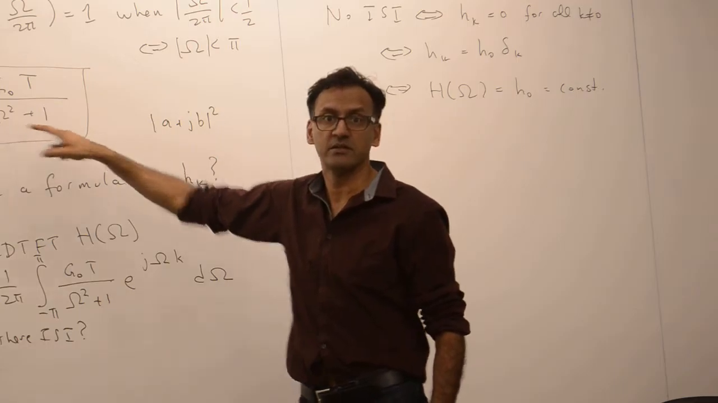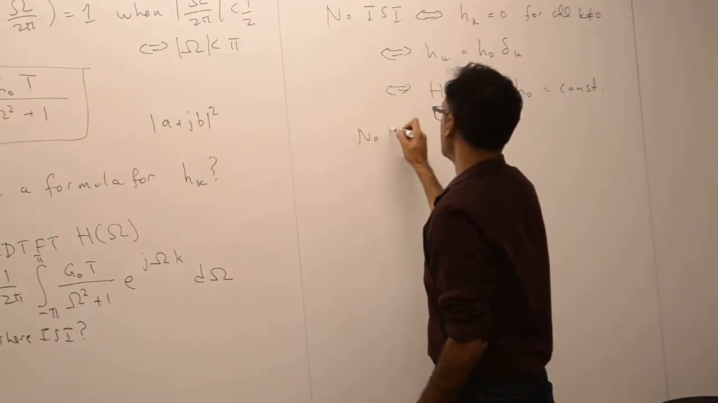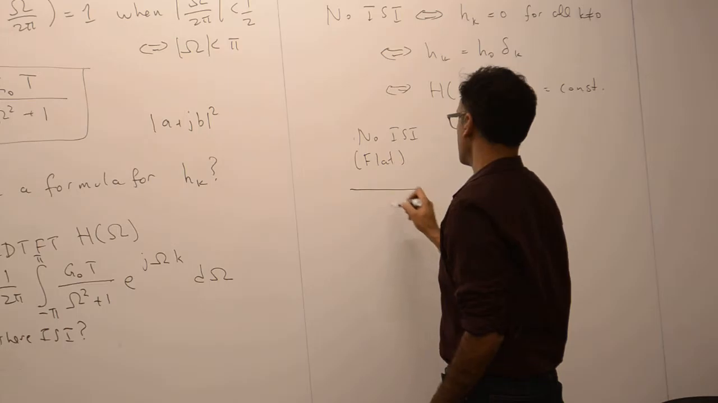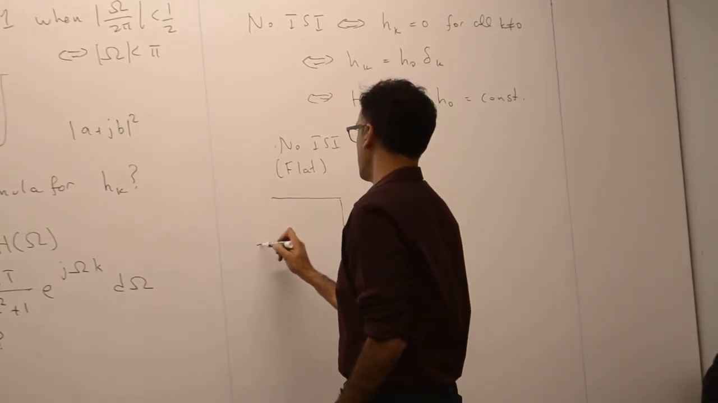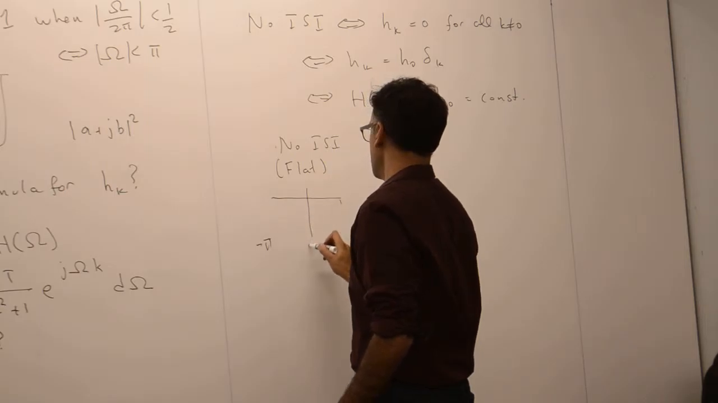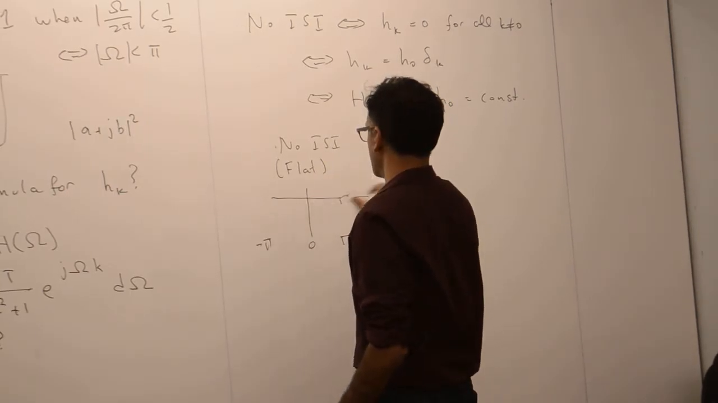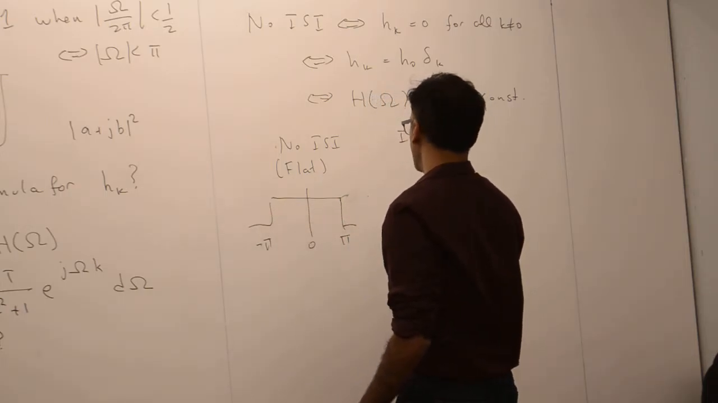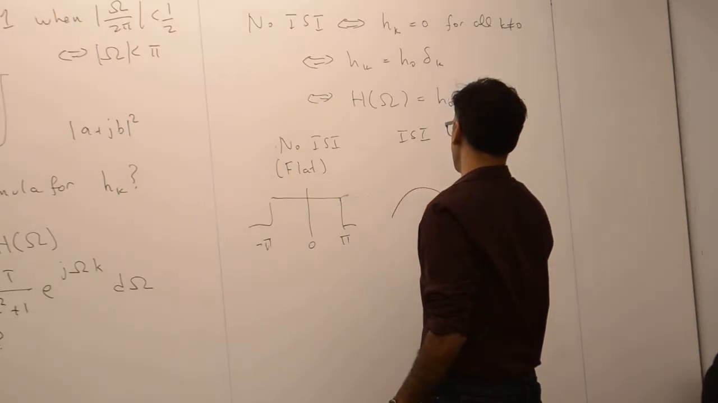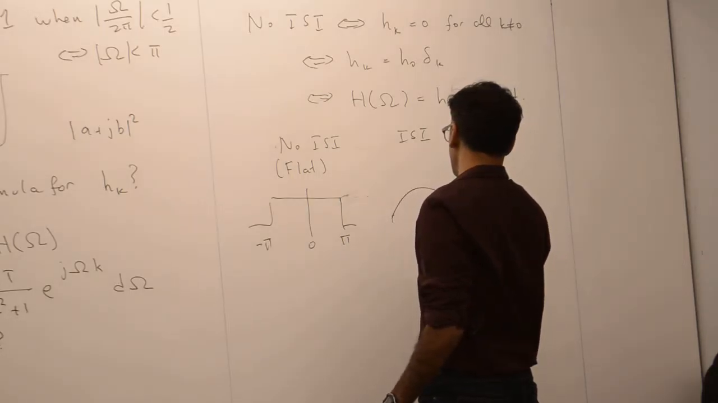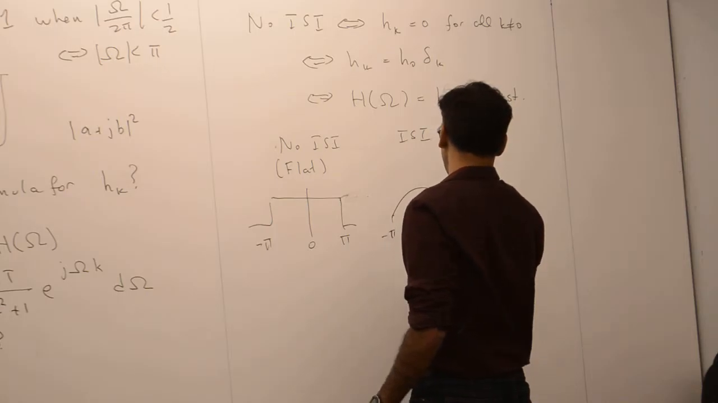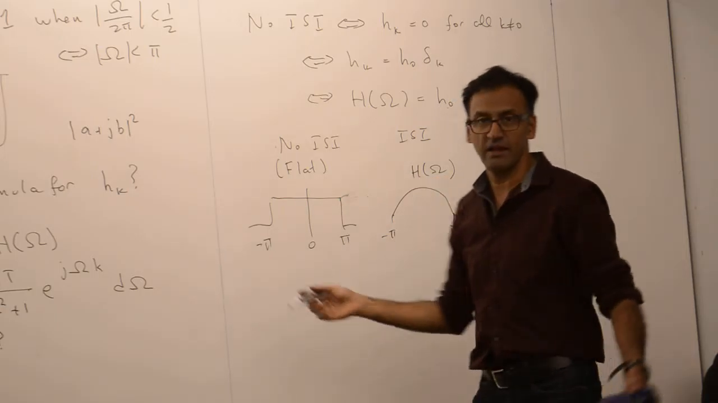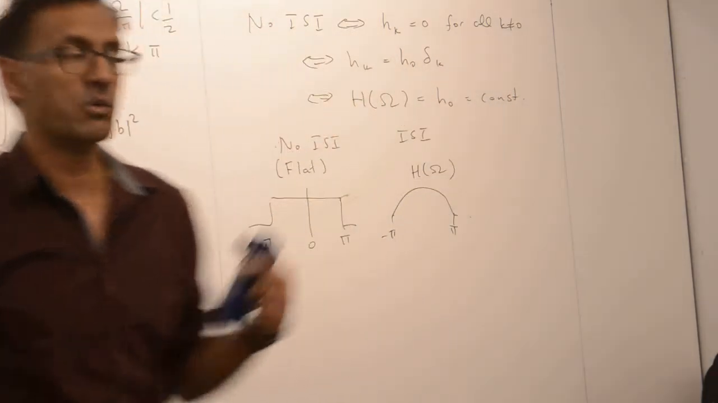It changes with omega. A no-ISI channel is often called a flat channel. That means it looks like this, from minus pi to pi. It's actually a periodic function. And with ISI, like in this case, if you were to graph it, it changes with frequency. Once it's no longer flat, there will be ISI.